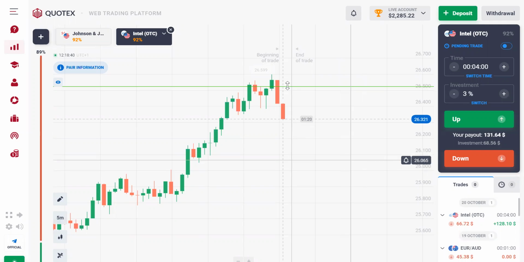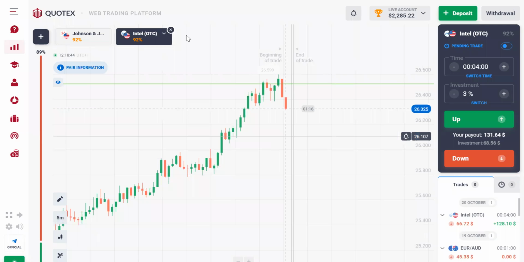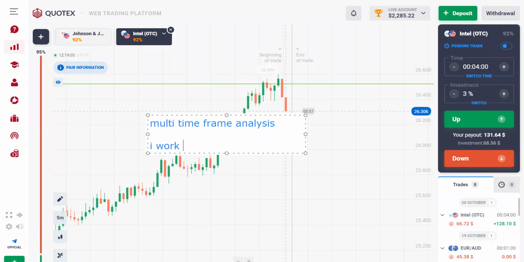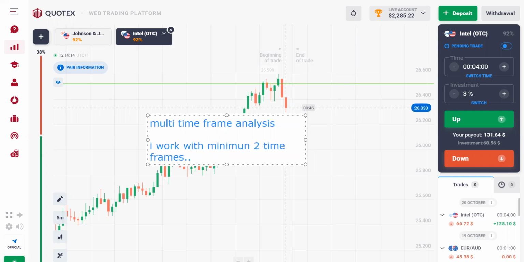So now, since the market is selling, this is the 5 minute chart. I do what I call multi-time frame analysis. So that means I work with a minimum of 2 time frames. I don't just look at only the 1 minute chart and judge where the market should be going. I look at both the 5 minute and the 1 minute chart.